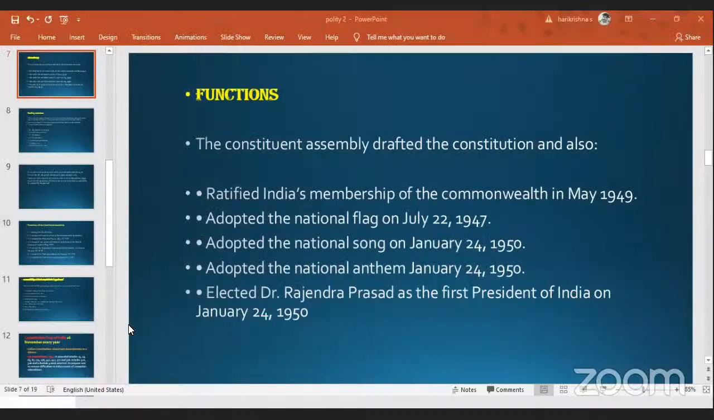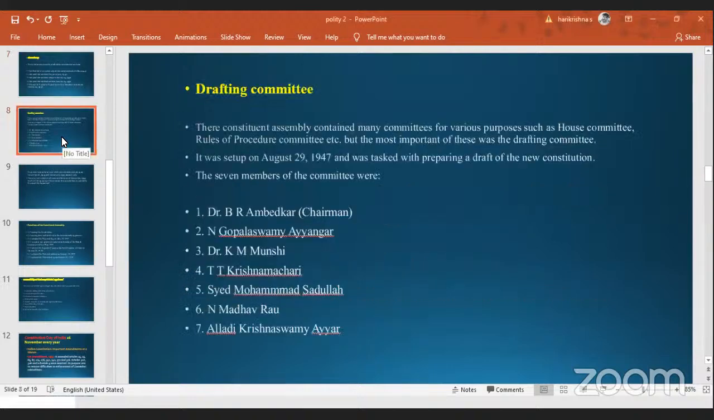Then it talks about the drafting committee. The Constituent Assembly contained many committees for various purposes, such as the House Committee and the Rules of Procedure Committee. But the most important of these was the drafting committee. It was set up on August 29, 1947 and was tasked with preparing a draft of the Constitution.